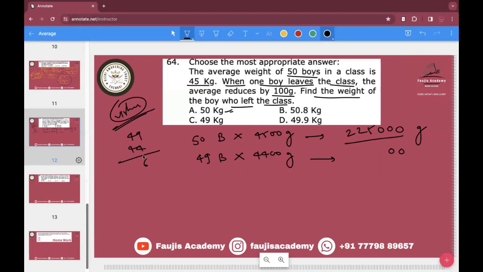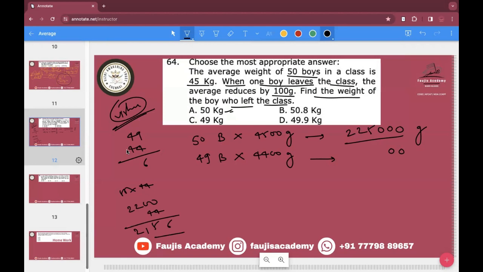In the previous one, they did not give the average, and that made the question challenging using the traditional method. How much is 50 into 44? 2200. Yeah, 2200 minus, we'll do 44 over here. How much is that? 6512. Right, so this one should be the answer.